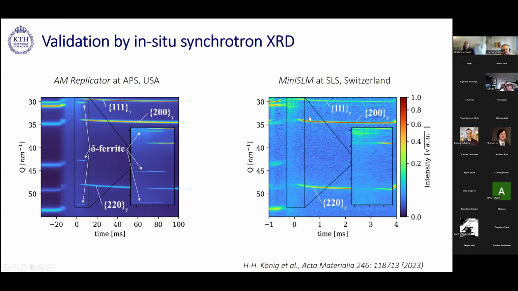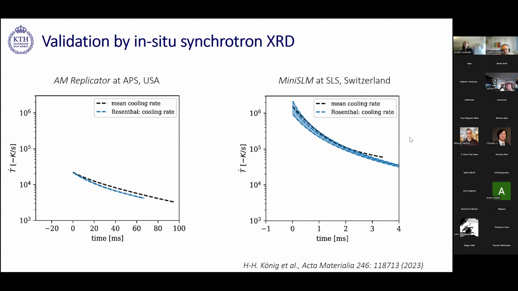And this can be compared to the mini SLM, where we had faster solidification behavior. Here we did not detect any delta ferrite, which suggests that austenite was the first solid phase to form. And from these diffraction patterns, we can also extract the cooling rates, or how temperature changes in the phase. So here are those plots, the temperature and the cooling rate as a function of time for both measurements.